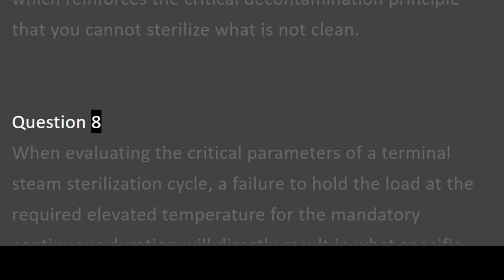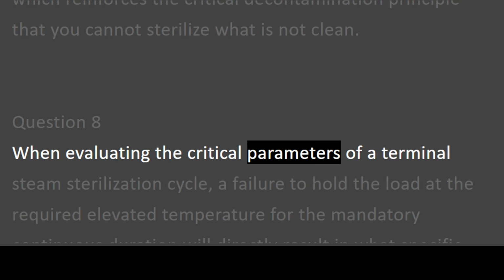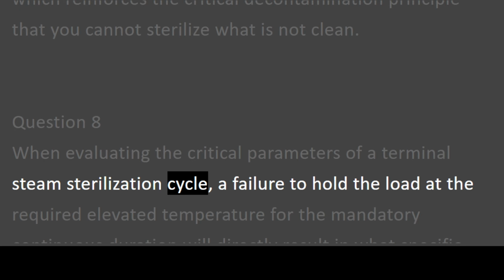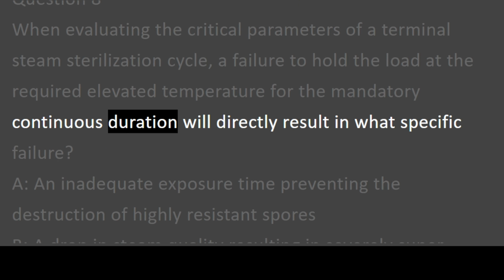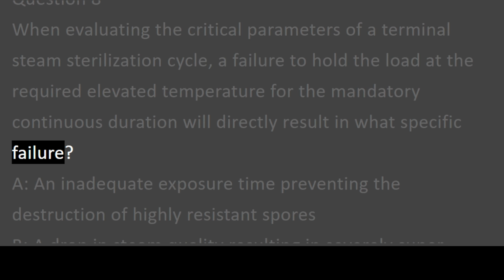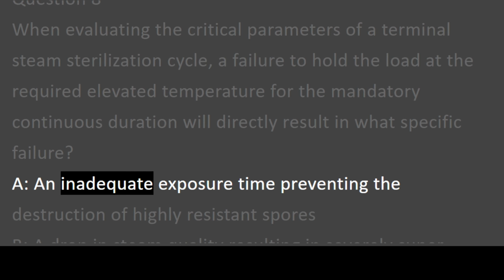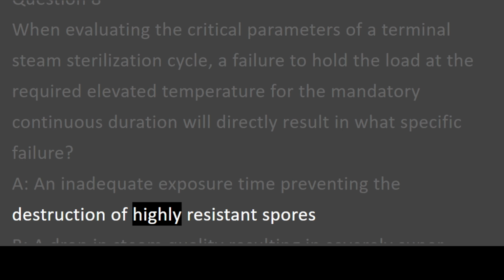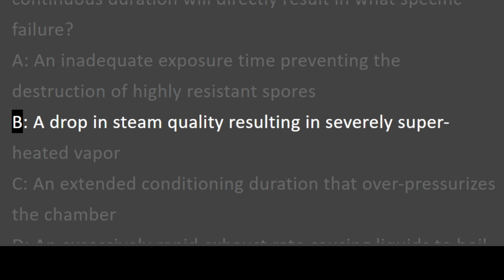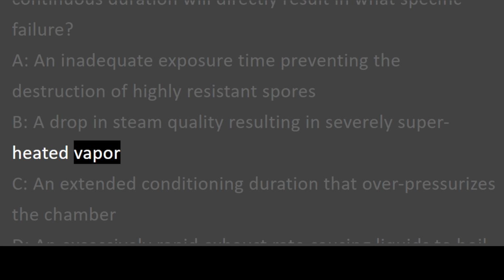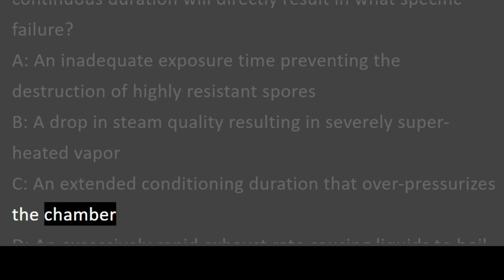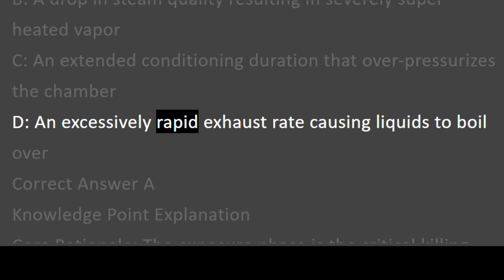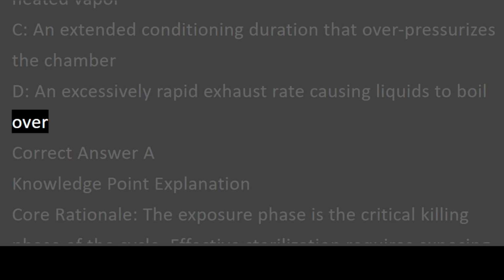Question 8. When evaluating the critical parameters of a terminal steam sterilization cycle, a failure to hold the load at the required elevated temperature for the mandatory continuous duration will directly result in what specific failure? A. An inadequate exposure time preventing the destruction of highly resistant spores. B. A drop in steam quality resulting in severely superheated vapor. C. An extended conditioning duration that overpressurizes the chamber. D. An excessively rapid exhaust rate causing liquids to boil over.